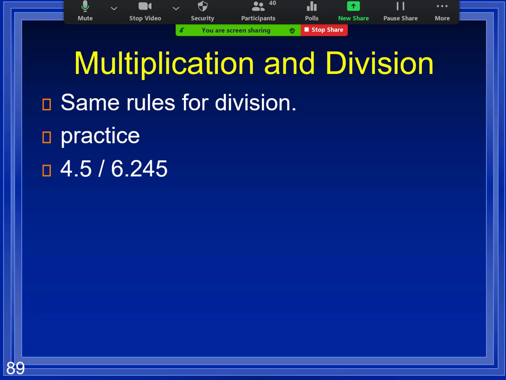So if I ask you to divide those two numbers, this slash means divide. If I ask you to divide those two numbers, your calculator screen is going to fill up with numbers. 4.5 divided by 6.245 equals, on my calculator, it says 0.7205764612. That's way too many numbers. How many of those, where do I round off? In math class, they tell you where to round off. Here we figure out where's the right place.